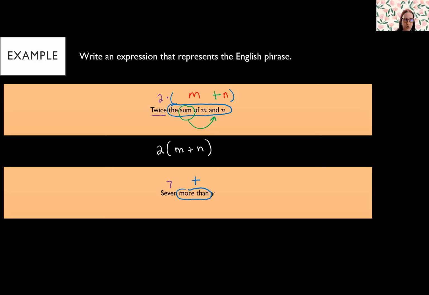So that "more than" is going to be a plus, and what follows that is y. So this literally translates as 7 plus y. That "more than" becomes a plus sign when you're doing your translations here.